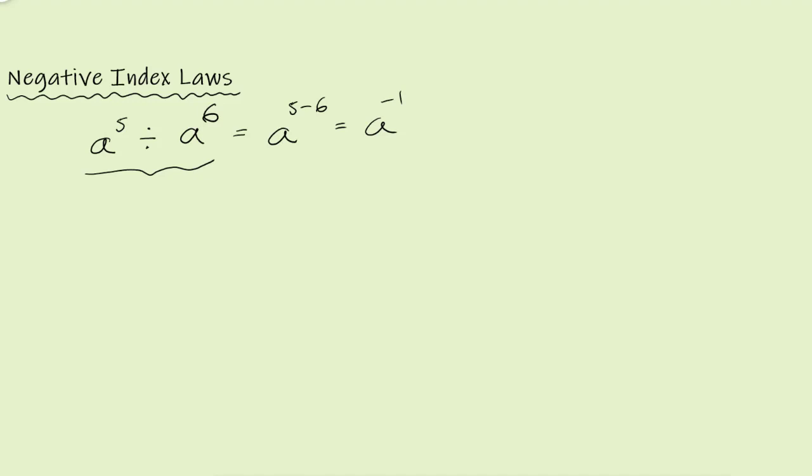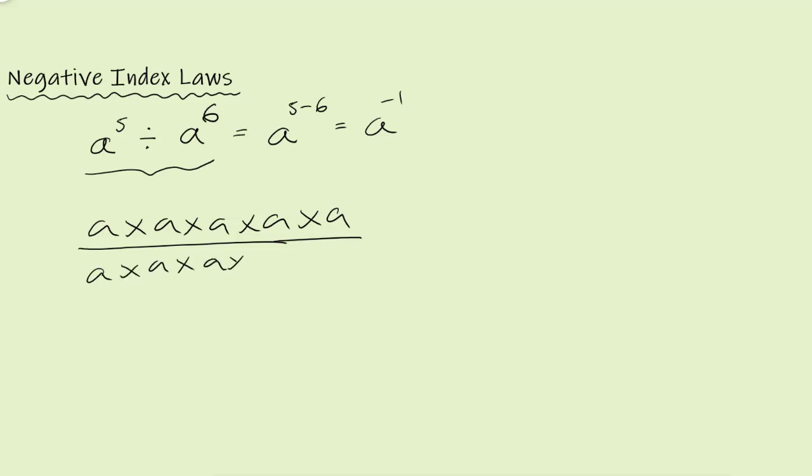Now this question over here, we can also write as a fraction. So we can write it as a times a times a times a times a, over a times a times a times a times a times a. Just count the number of a's that I have. Make sure it's the right number. 1, 2, 3, 4, 5, and one more a.